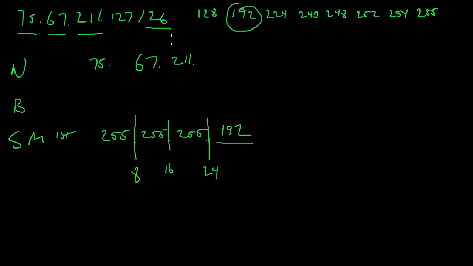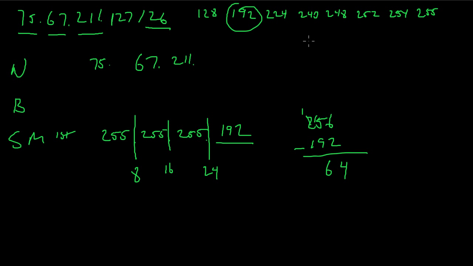Now I need to figure out, okay, they've given me the IP address 127. What network is 127 in? To figure that out, we have to take our subnet mask and subtract it from 256. So 256 minus 192 gives us 64. So our networks jump by 64 starting at 0.